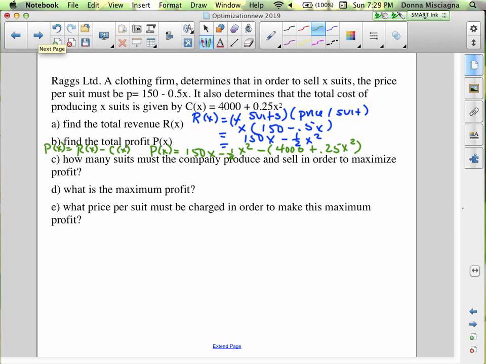I'm going to finish this over here. So P of X equals, I'll probably do all the others down here, 150x minus 1/2 x squared minus 4,000, and then minus 0.25x squared. Let's just make that 1/4.